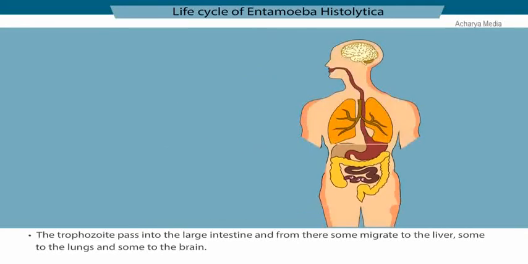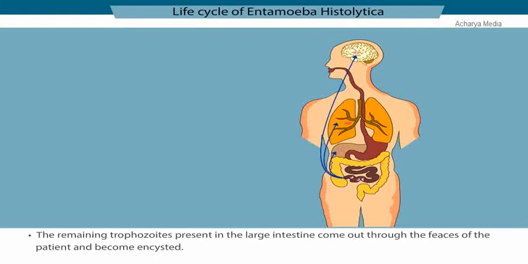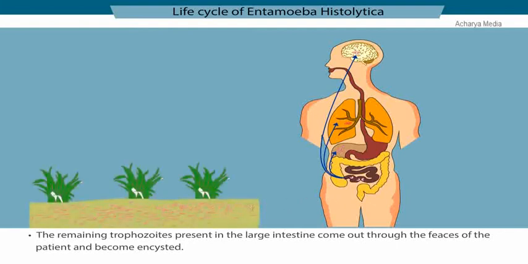These trophozoites pass into the large intestine, and from there some migrate to the liver, some to the lungs, and some to the brain. The remaining trophozoites present in the large intestine come out through the feces of the patient and become encysted.